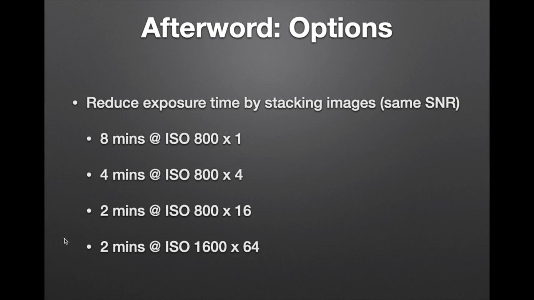So if you were taking 2-minute images at ISO 1600, you're going to be spending a couple of hours of imaging. But you will end up with a result that maybe you couldn't get if you were unable to expose for 8 minutes.